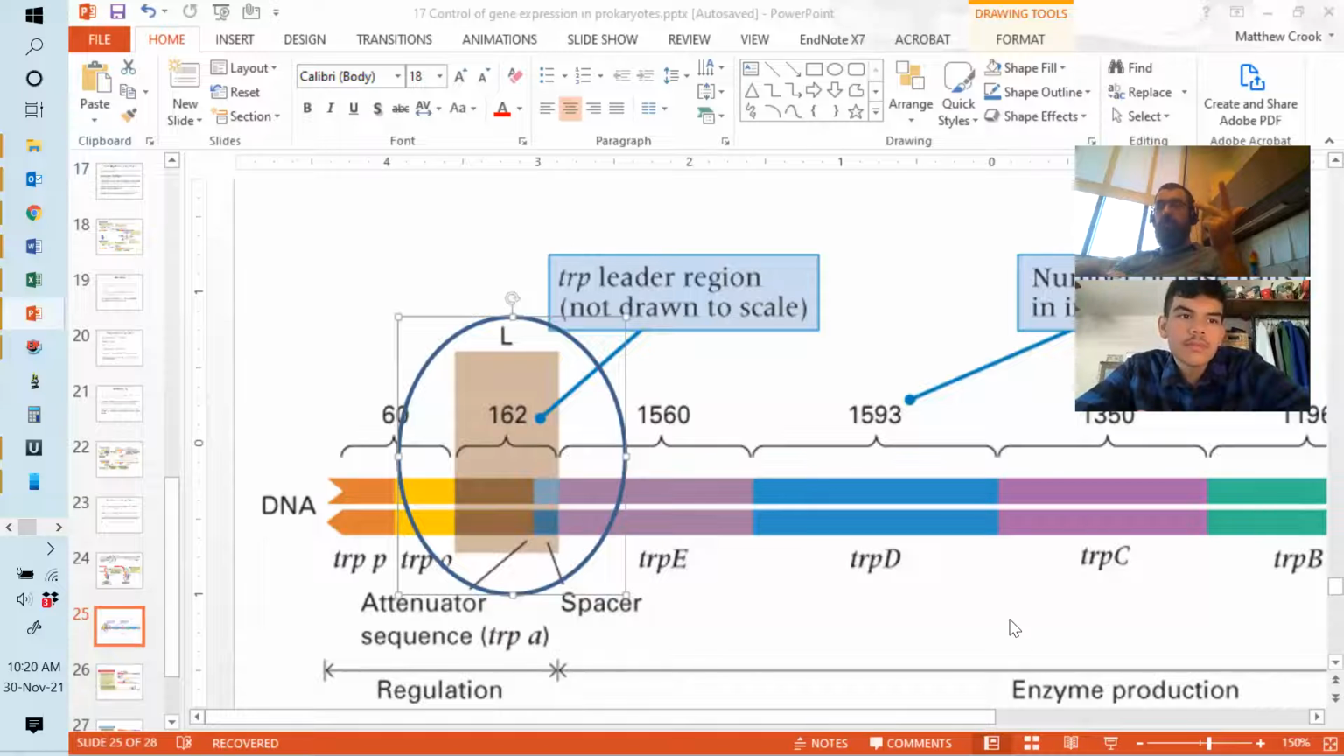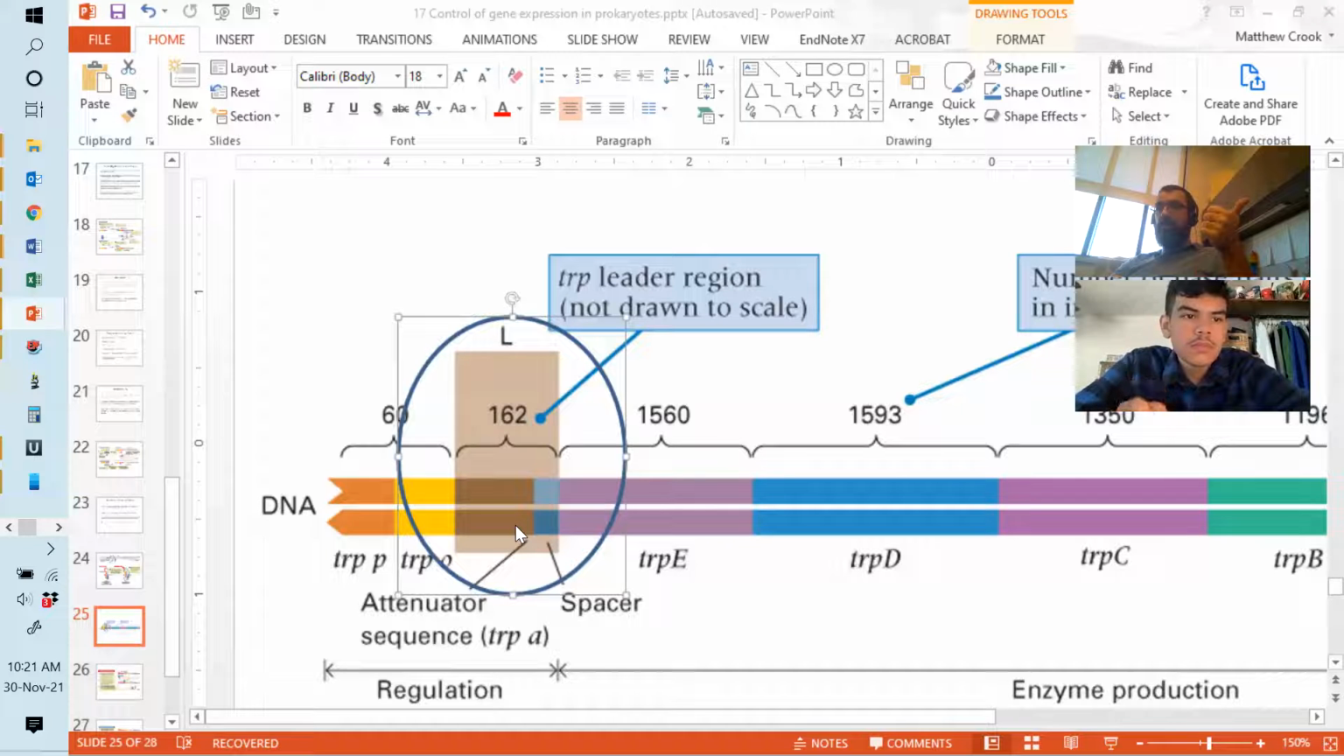Two, and that's why I asked, where is the leader region? It's before the structural genes, right? That's important. Three, we're going to be translating this leader region and using that translation process, making that polypeptide, to sense how much tryptophan is present. Okay, that all makes sense? Those three things.